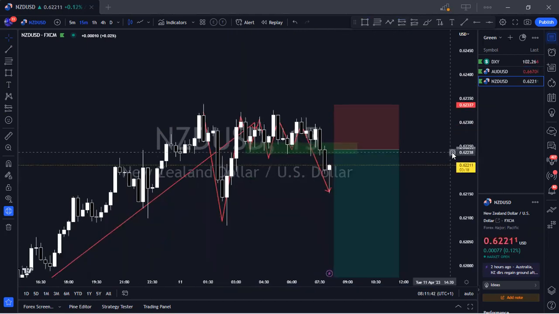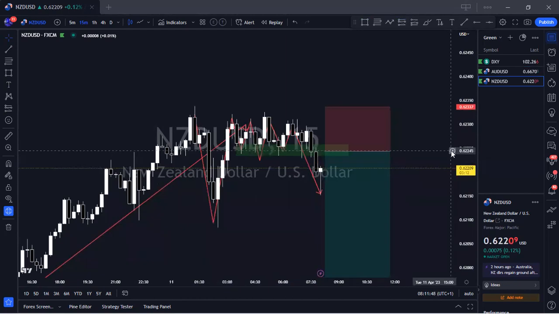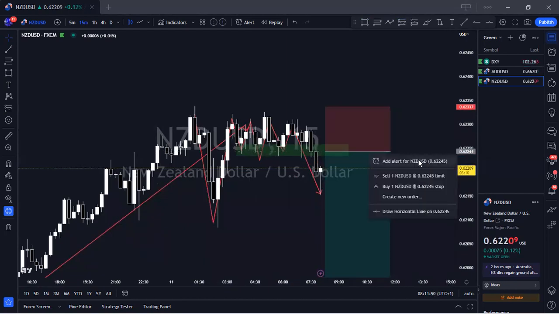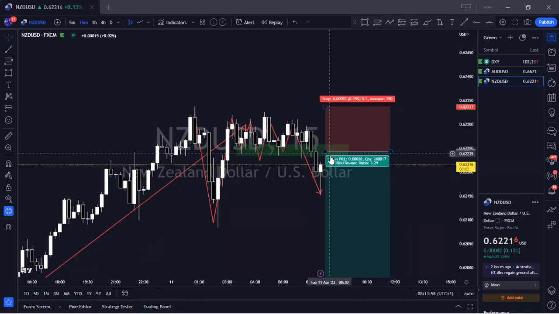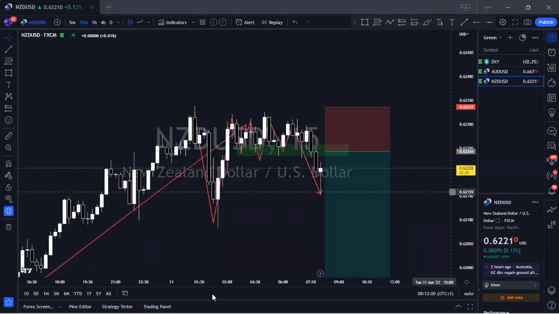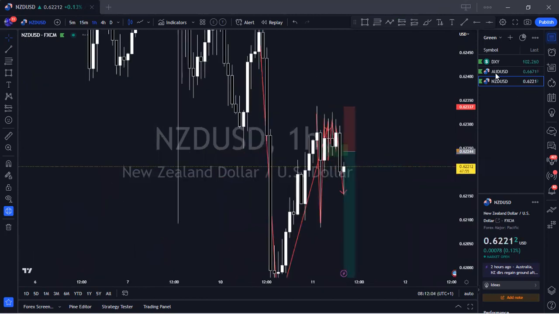Let me set an alert there. So that's what we'll be looking out for right now. So we'll just wait for price, right? It's actually going back. So let's wait and see whether it actually reaches that point. Once it reaches that point, that's what we'll be looking to execute from. So that's what we'll have on NZD-USD. We'll have nothing really on AUD-USD.